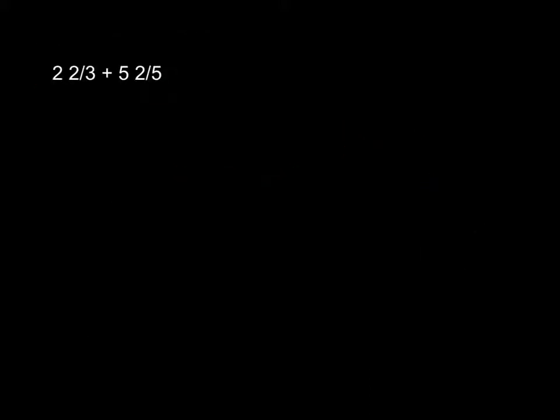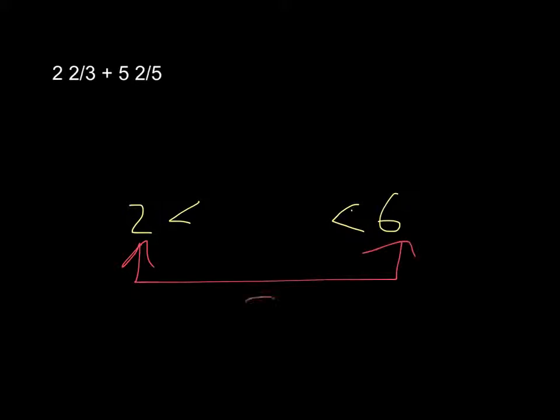Let's look at another problem. 2 2/3 plus 5 2/5. Now, if we have a problem like this, we can look at it and try to estimate about where it's going to be. Now we know that 2 2/3 is greater than 2, and 5 2/5 is less than 6. So we can estimate that it's going to be in the range close to 8, using that 2 and that 6. And from here, 2 2/3, I'm going to round that up to 3.